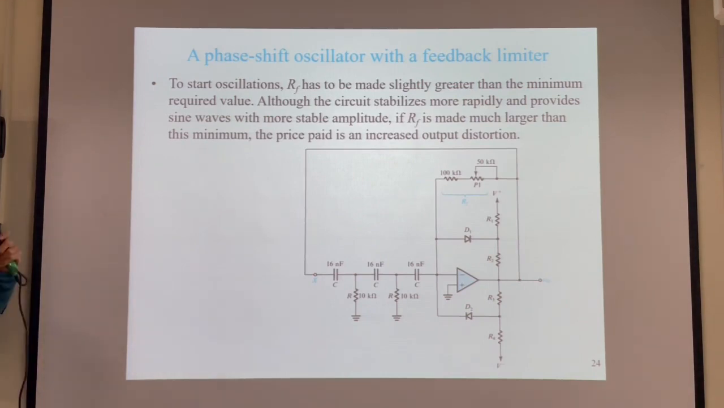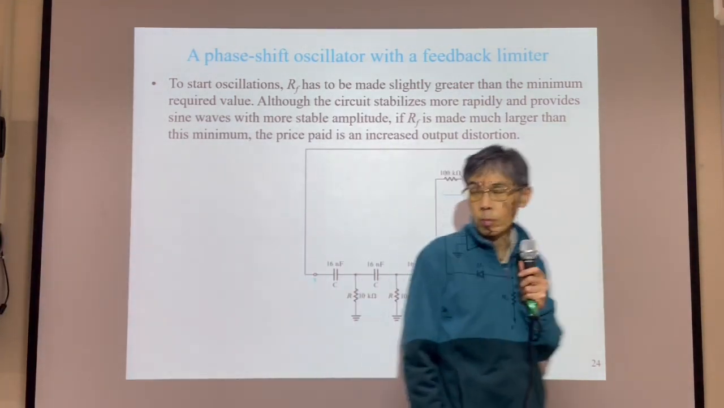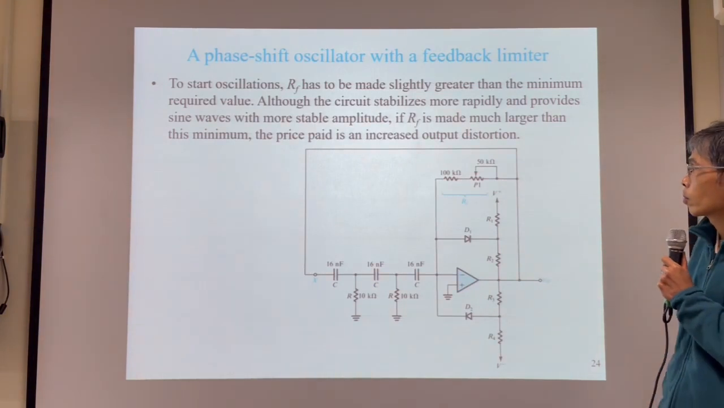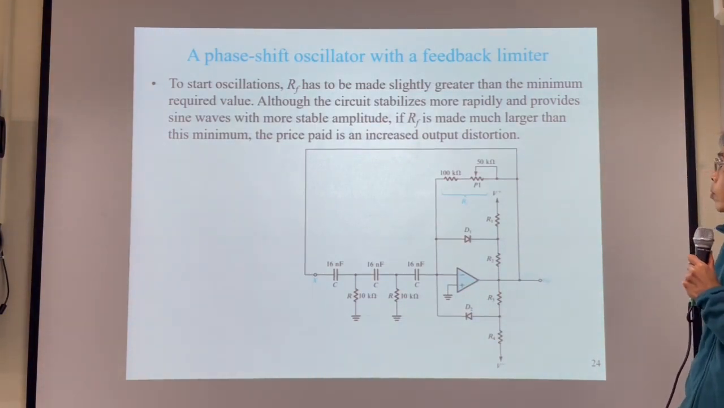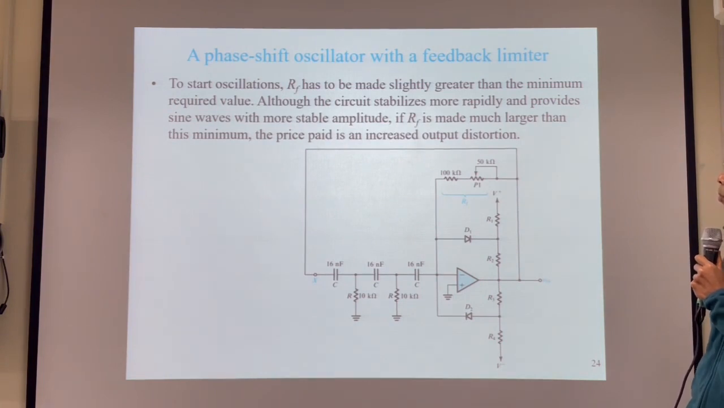Okay, Kyler, could you read this one? To start oscillations, RF has to be made slightly greater than the minimum required value, although the circuit stabilizes more rapidly and provides sine waves with more stable amplitude. If RF is made much larger than this minimum, the price paid is increased output distortion.